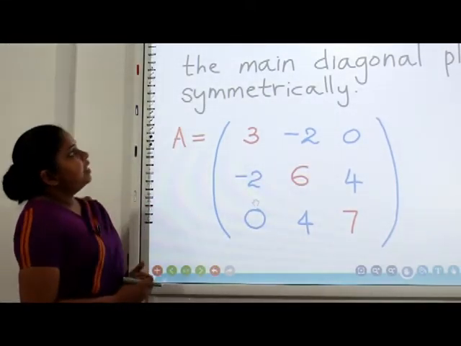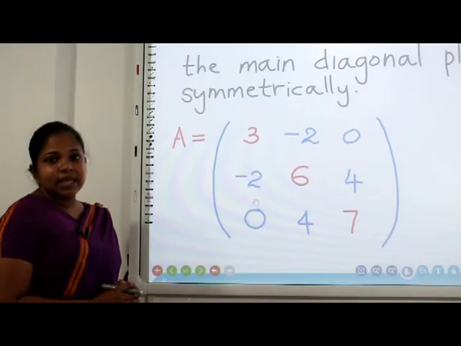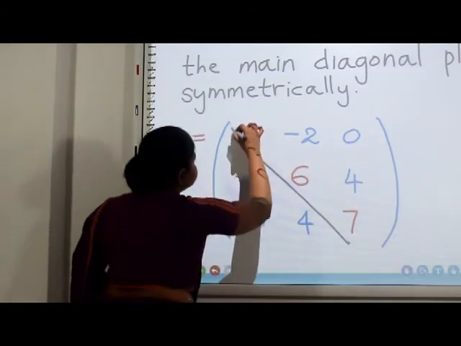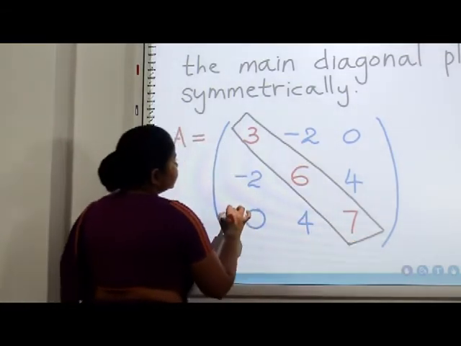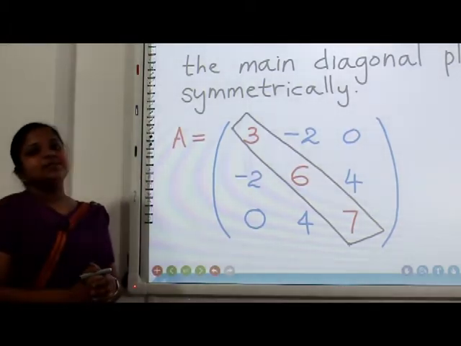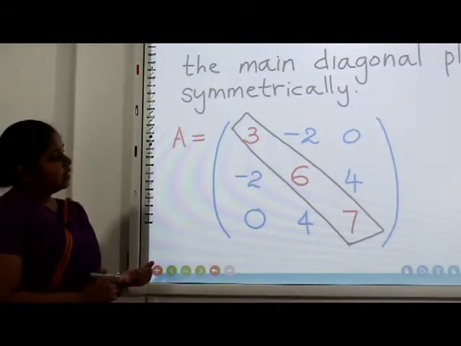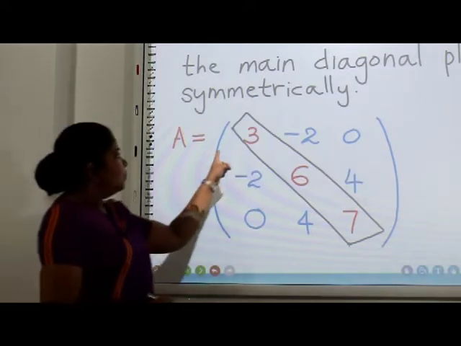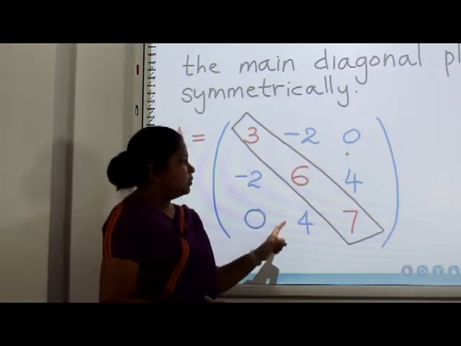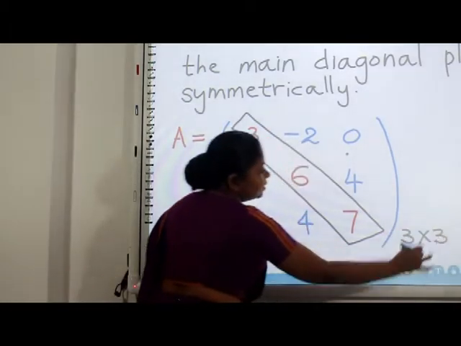Now here you are given a matrix in which all the elements around the main diagonal are placed symmetrically. Here is the main diagonal. You can see around the main diagonal the other elements are placed symmetrically. This is a symmetric matrix. What about the order? How many rows are there? 3. And there are 3 columns as well, and this is also a square matrix. The order is 3 by 3.